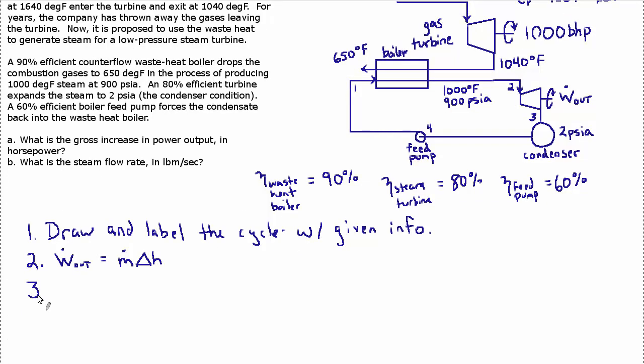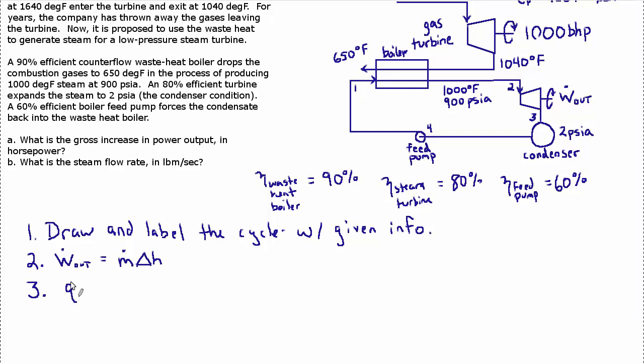We'll have to work out that delta h, but we won't actually know the mass flow rate. So we're going to have to use this heat exchanger, or they're calling it a boiler, but it's basically a heat exchanger. It's taking the hot gases off the exhaust of the turbine and using that to heat steam. For that, we'll write a heat balance.